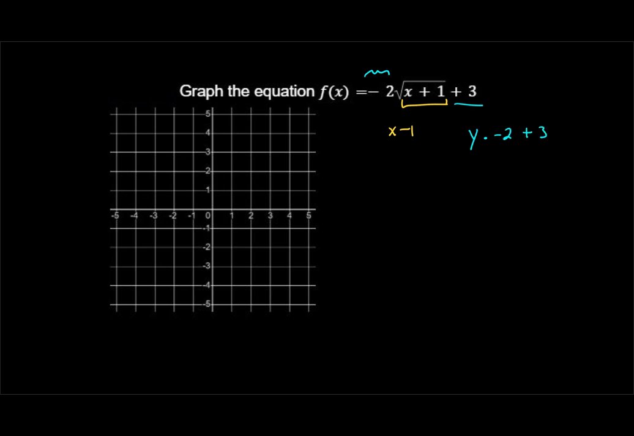Now I know the original function, the square root of x, its starting point is at (0, 0), and I know it goes through (1, 1), and I also know it goes through (4, 2).